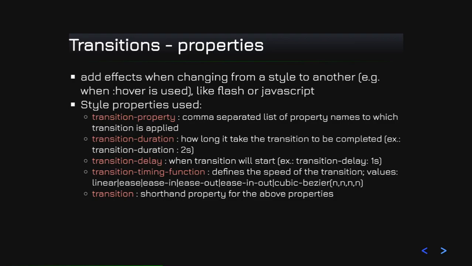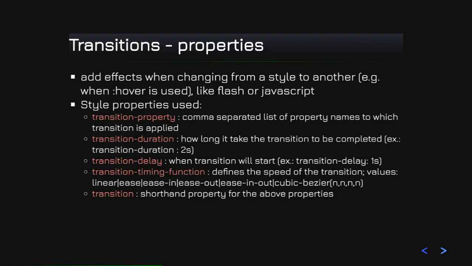So the transition-property is a comma separated list of property names to which the transition is applied. The duration just specifies how long it takes for the transition to complete. If you write a larger value, then it will change slowly. Then the transition-delay, you can specify a delay, a time interval that should pass after the transition is started, like here. So you wait 1 second and then the transition is applied.